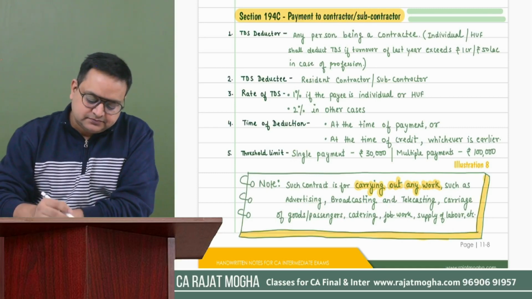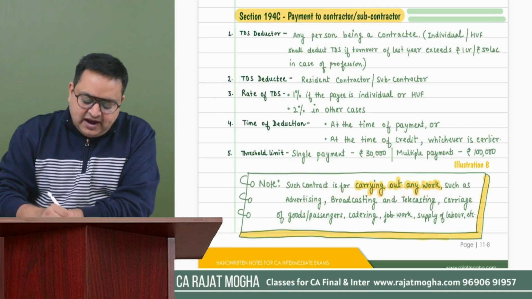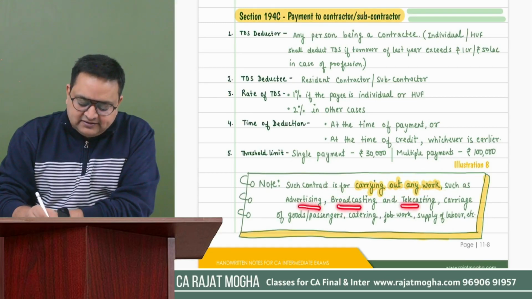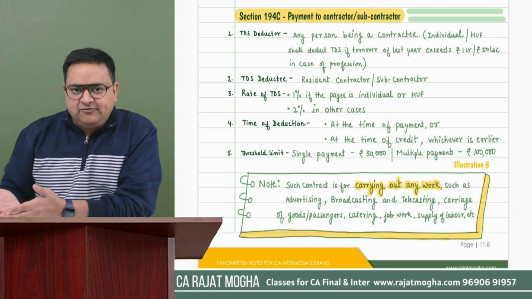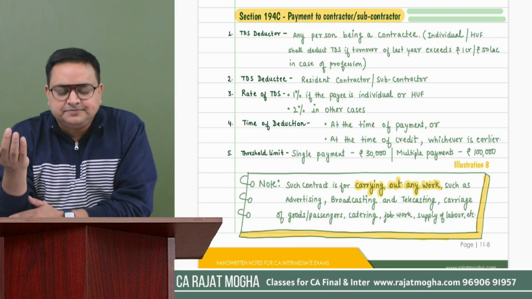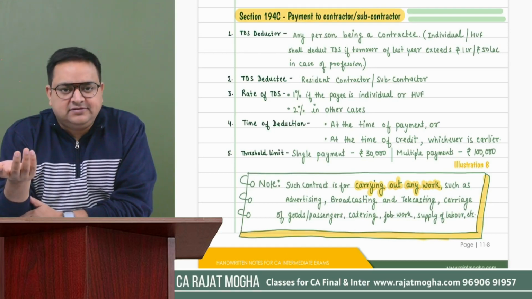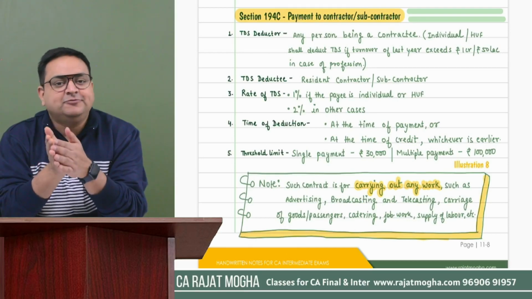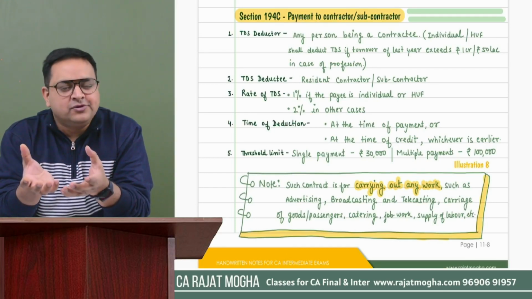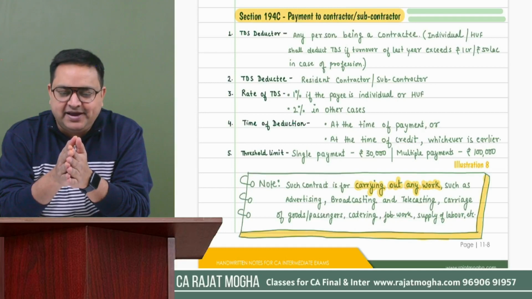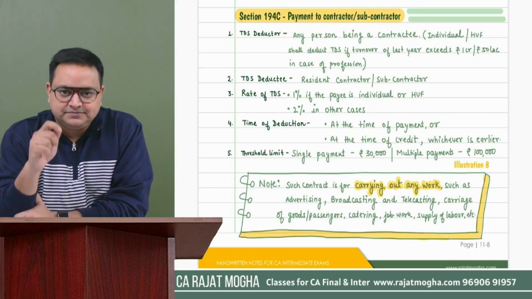So this contract is for carrying out any work such as advertisement, broadcasting, telecasting, carriage of goods or passengers also. If we have given a contract to someone that we want a goods carriage service, that we would like to transport our goods from one place to another, so if we are giving a contract to a transporter also, then also 194C will apply.